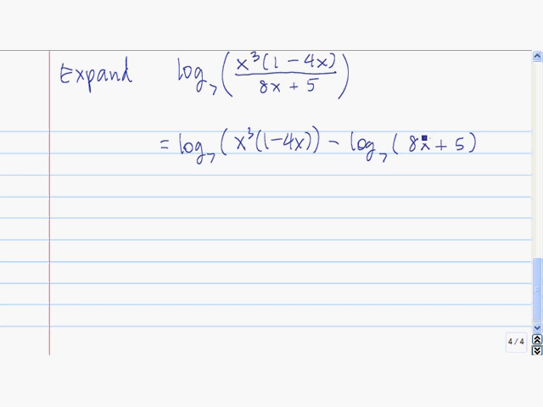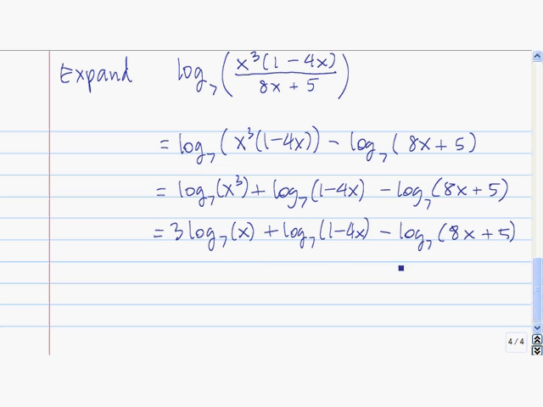This one's completely taken care of because there's no product and no overall power in this piece, in this inside. But in this case, we have x cubed times 1 minus 4x. So that's going to be the log base 7 of x cubed plus log base 7 of 1 minus 4x. Okay, now this log term here is simplified. We can't rewrite it anymore. But in this one, we have an exponent of 3 inside, so we can bring that out front. Okay, so this here is the final answer.